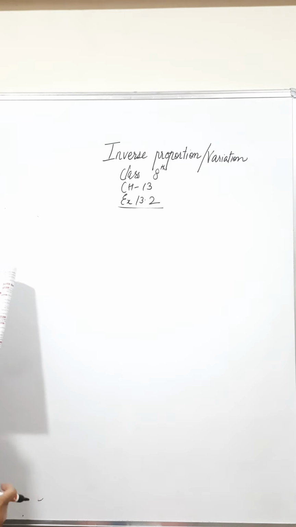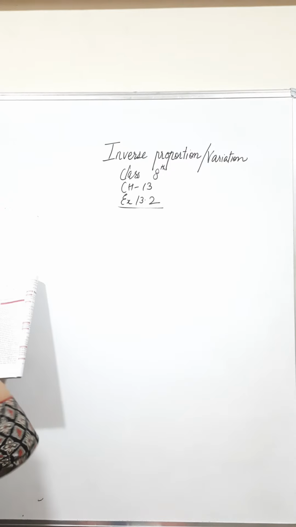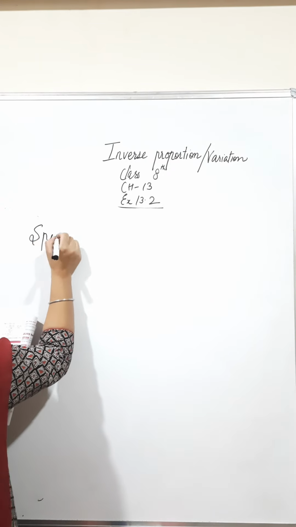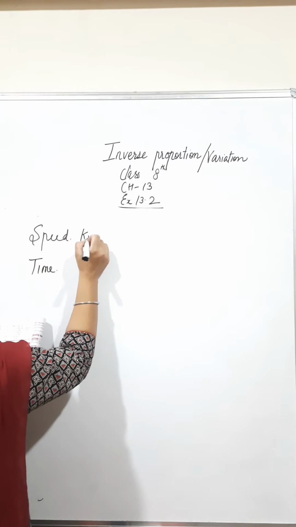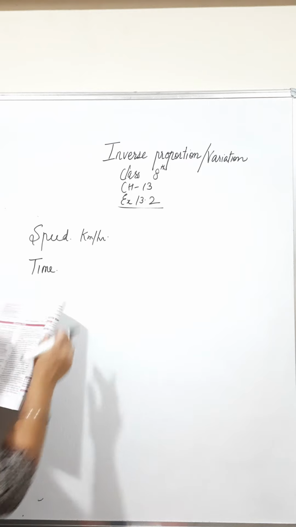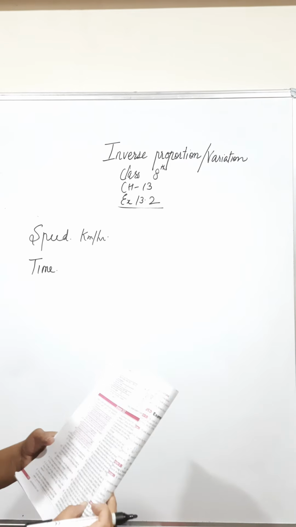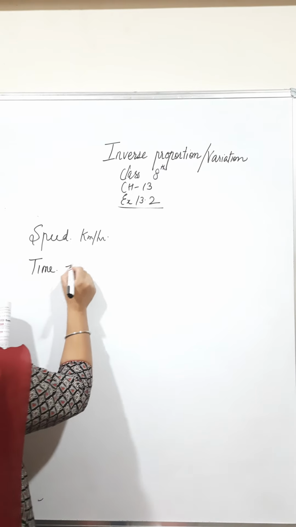At an average speed of 60 kilometers per hour, a bus covers a certain distance in 3 hours 20 minutes. So what is given to you? Speed and time. Speed is given in kilometers per hour, and the time is given in hours and minutes, so we will convert it into the same unit. He is giving you 3 hours and 20 minutes. So let us convert it into hours.